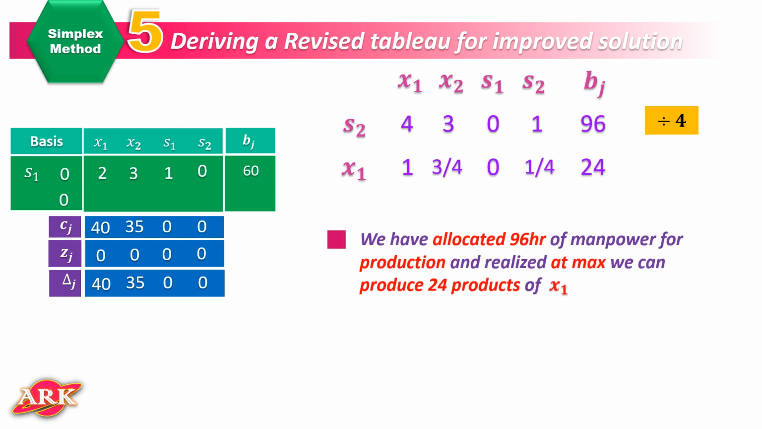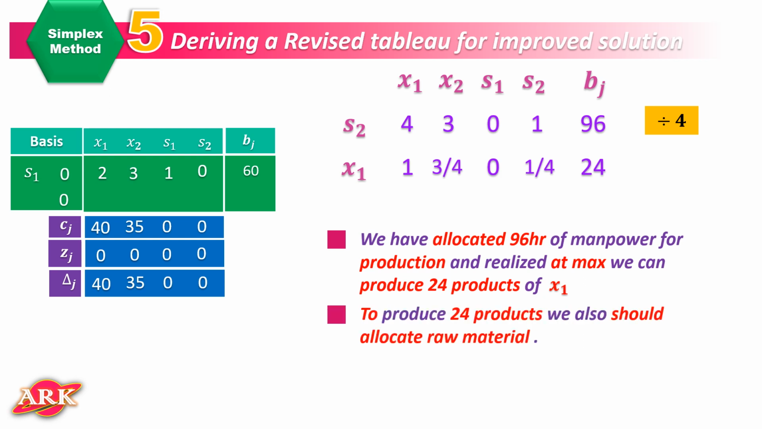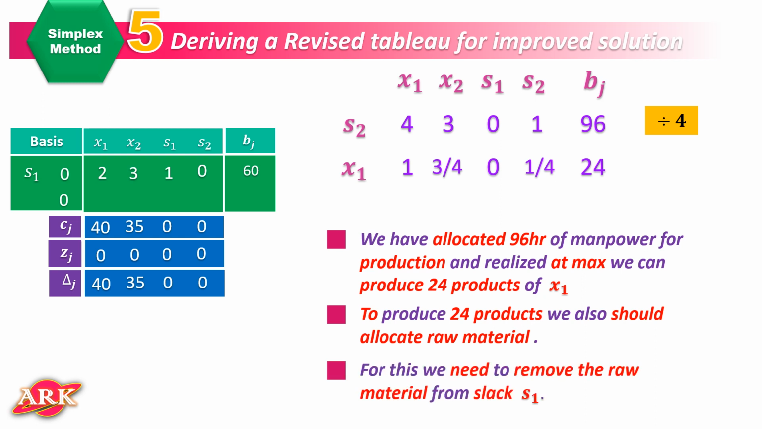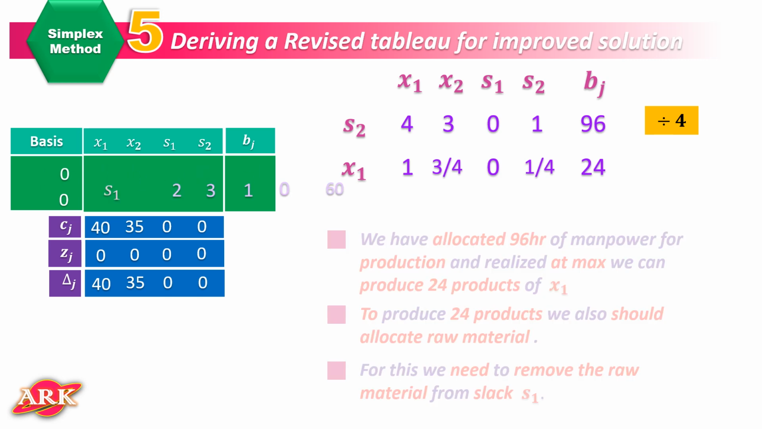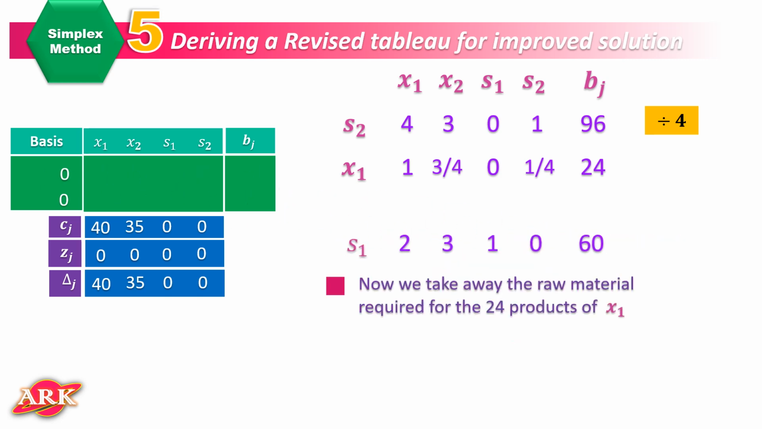Now we have allocated 96 hours of manpower for production of X1 and realized that at max we can produce 24 products of X1. Then to produce 24 products, not only using the manpower, we should also use raw material. What we have to do is allocate the raw material for 24 products now. For this, we need to remove the raw material which is there in the slack, and then allocate it to the production of X1.